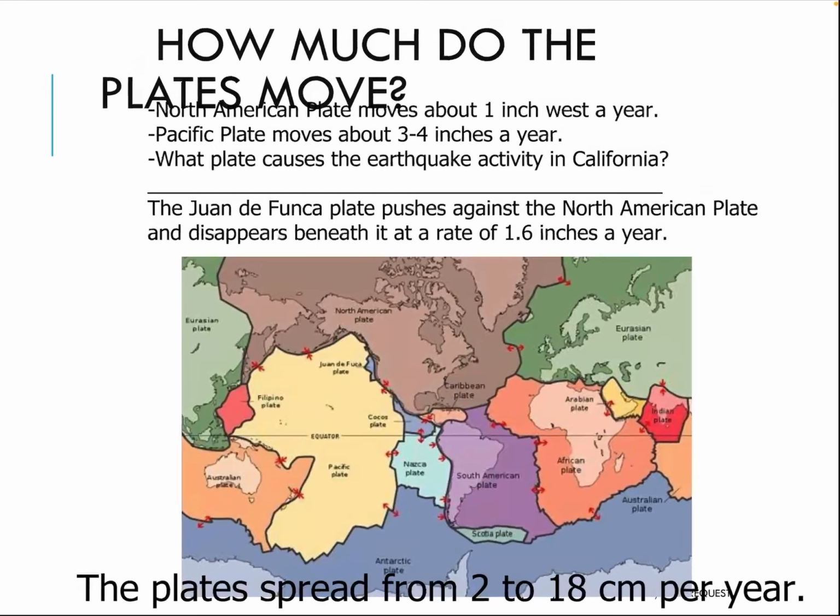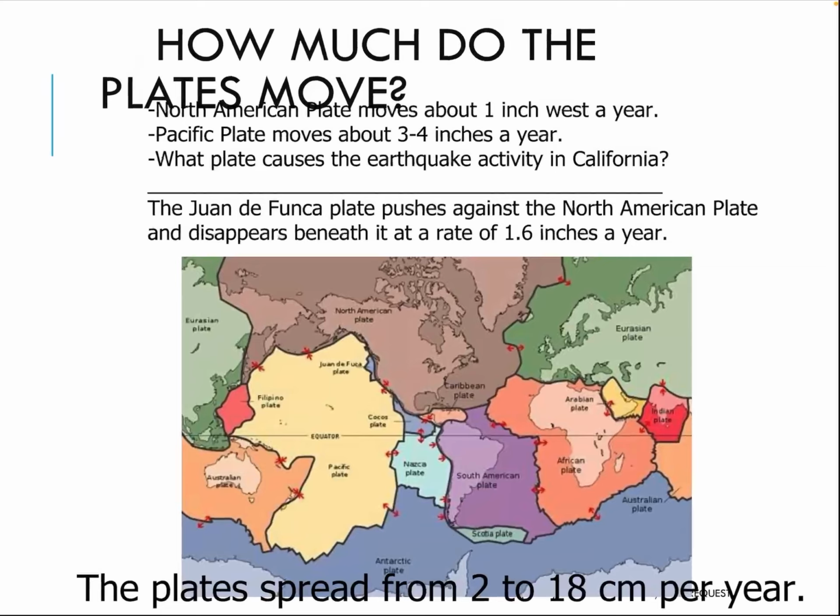All right, so how much do the plates move? Well, the North American plate is moving to the northwest about 1 inch a year, whereas the Pacific plate is moving about 3 to 4 inches a year. So it just depends on the plate and how fast they're moving.